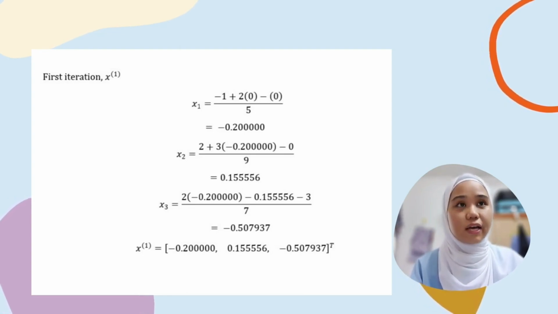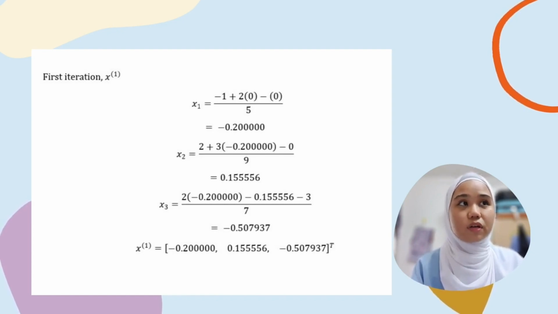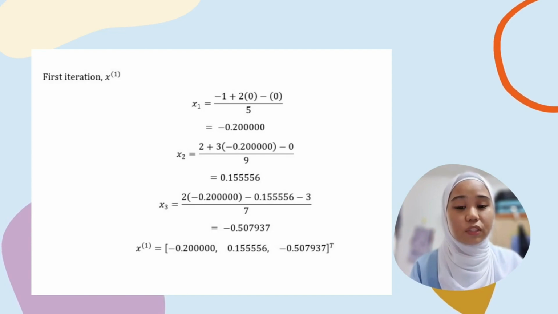Next, we need to find x2 for the first iteration by using the equation x2. We substitute x1 from the first iteration, which is x1 equal to -0.2, and x3 equal to 0. Then we will get x2 is equal to 0.155556. And then next we need to find x3 for the first iteration by using the equation x3.